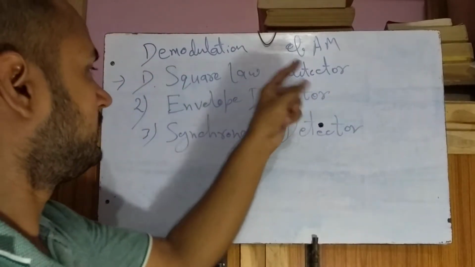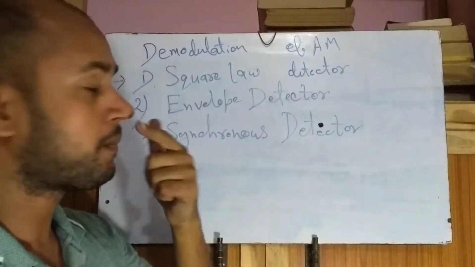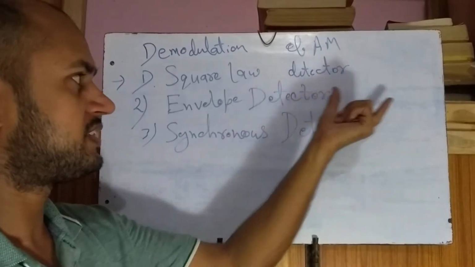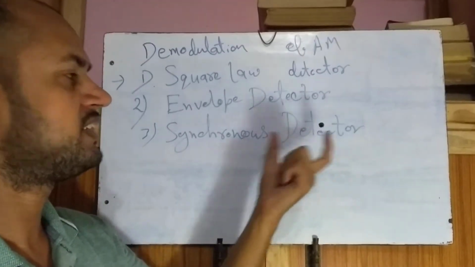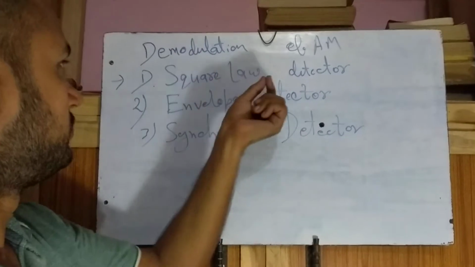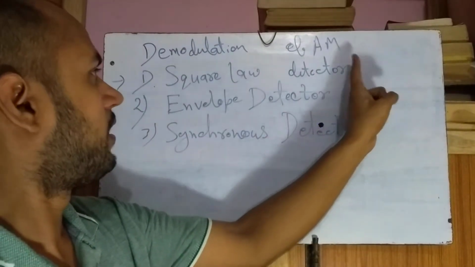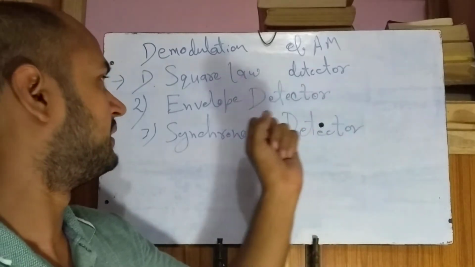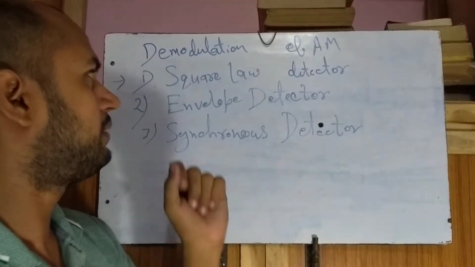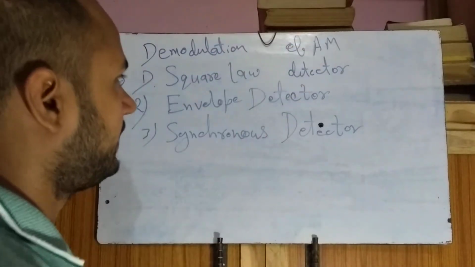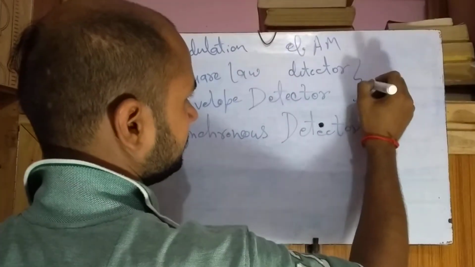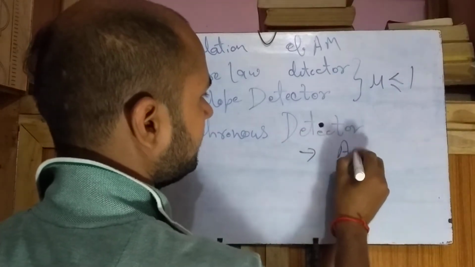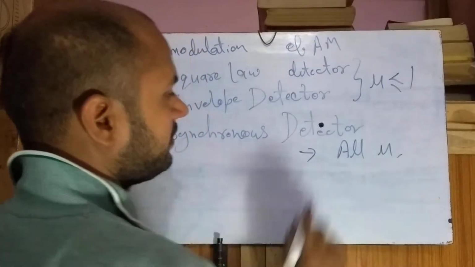Square law detector has some drawbacks. Envelope detector is very simple and cheaper, and synchronous detector is complex. So the first has some drawbacks, and the third has complex circuitry. So generally we use the envelope detector to demodulate the AM signal. First and second are both applicable for mu less than 1, and the synchronous detector is applicable for all mu.